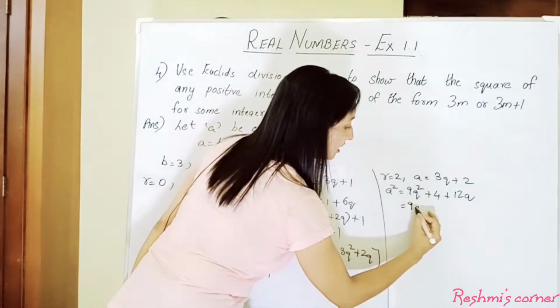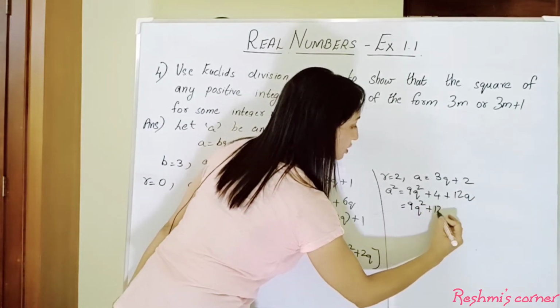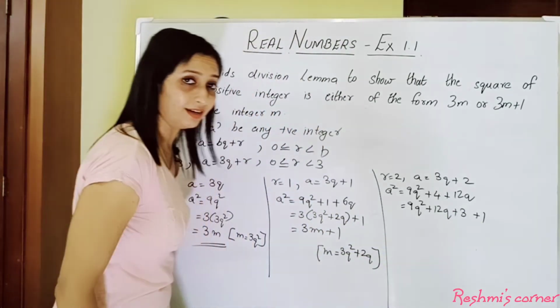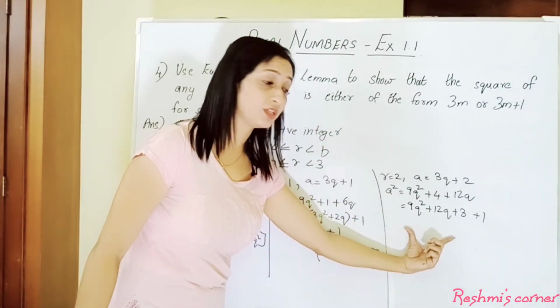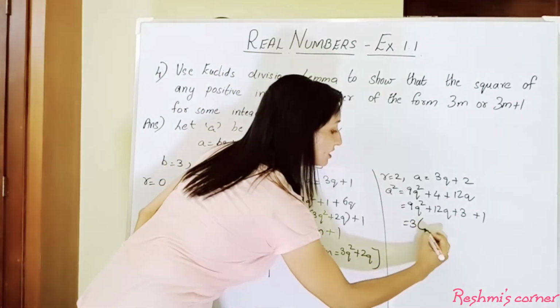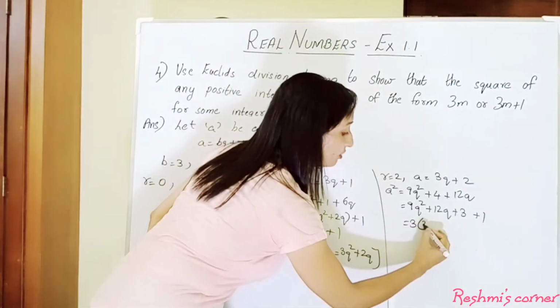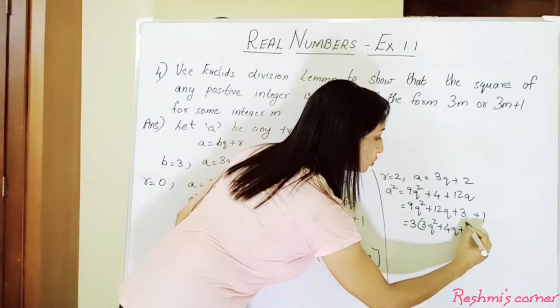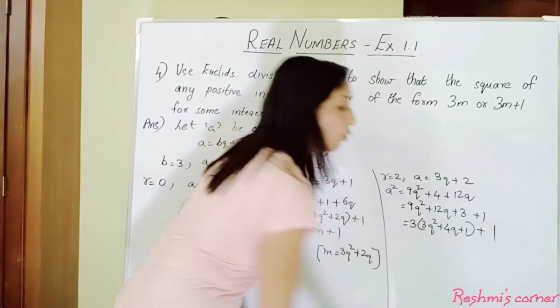So you get 9q square plus 12q plus 3 plus 1. Now why did I split this? To take 3 common from here. So what can I do? I can take 3 common and I get 3q square plus 4q plus 1 plus 1.